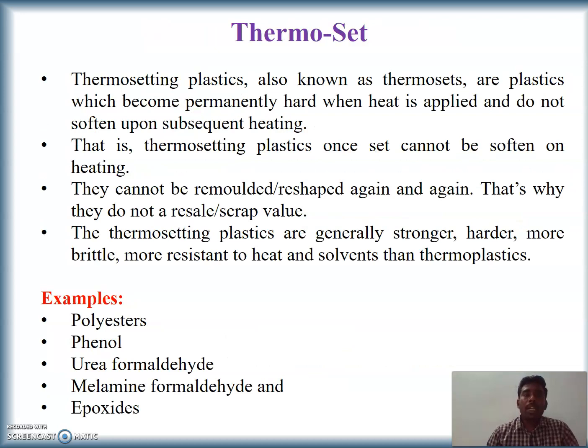Thermosetting plastics, commonly called thermosets, are plastics which become permanently hard when heat is applied and do not soften upon subsequent heating. That is, a thermosetting plastic once set cannot be softened on heating. They cannot be remolded or reshaped again and again. That's why they do not have resale or scrap value. Thermosetting plastics are generally stronger, harder, more brittle, and more resistant to heat and solvents than thermoplastics. Some examples of thermoset plastics are polyester, phenol, urea formaldehyde, and epoxides.